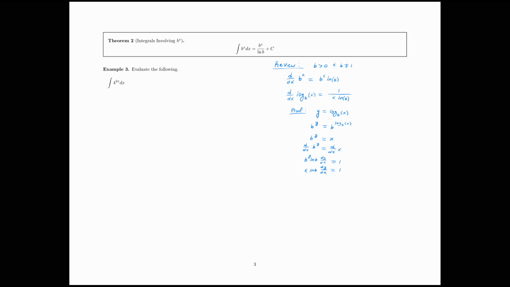There we go. So then I will solve for dy dx, the derivative, which is what we're looking for. This is 1 over x natural log of b. That's the derivative of y, and y is this expression. So the derivative of this expression is this expression. So this is correct. Woo! Couldn't remember.